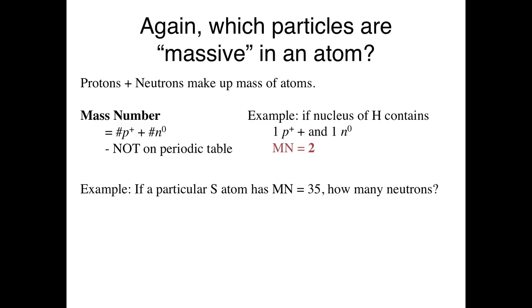How about this? If a particular sulfur atom has a mass number of 35, how many neutrons does it have? Okay, so we know that sulfur is atomic number 16, so it has 16 protons. In order to calculate the number of neutrons, you subtract that from its mass number. So it's 35 minus 16 is 19. And that's how you calculate the number of neutrons.